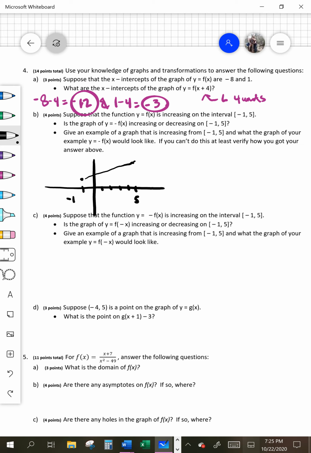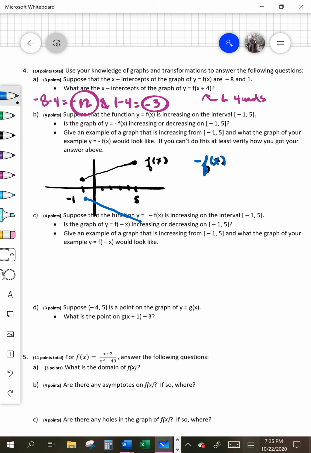Oh, here's something that's increasing everywhere. So if we're looking at plugging the negative in outside, negative f of x, notice that this f of x is another way to say y. Plugging in a negative in front of the y is changing your y values. And if we're changing our y values, that is a reflection across the x-axis. So in our case, we'd have something here, we'd have something down here, and it would be going downwards.